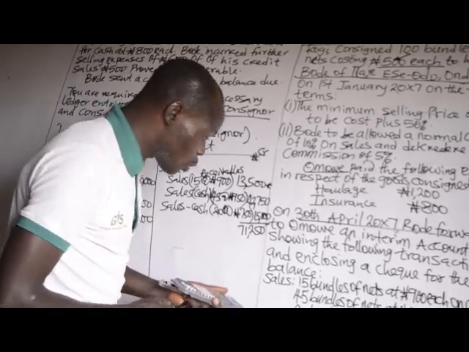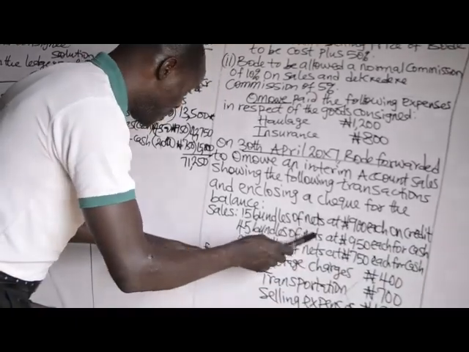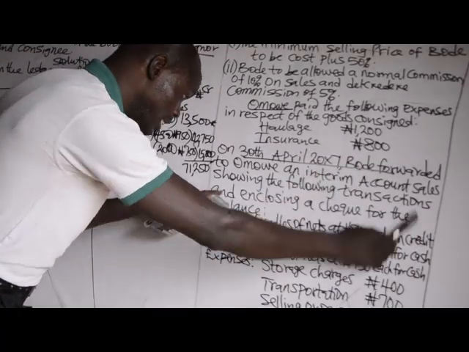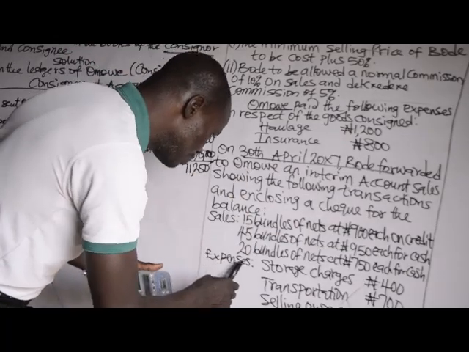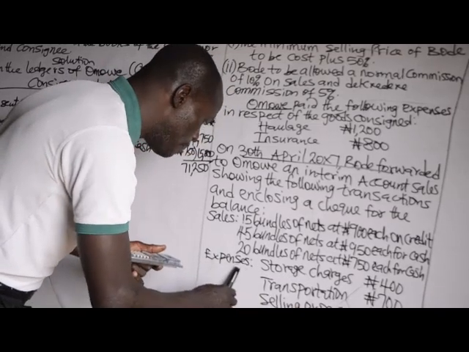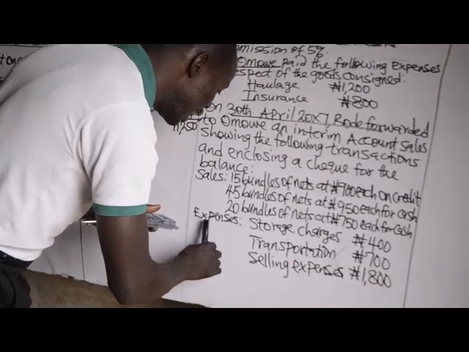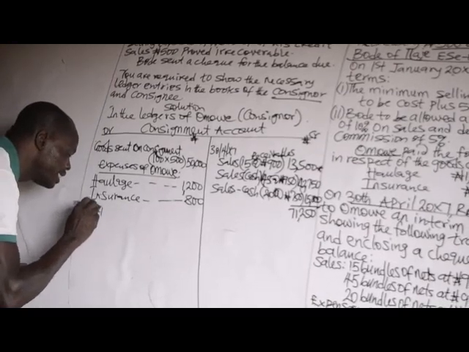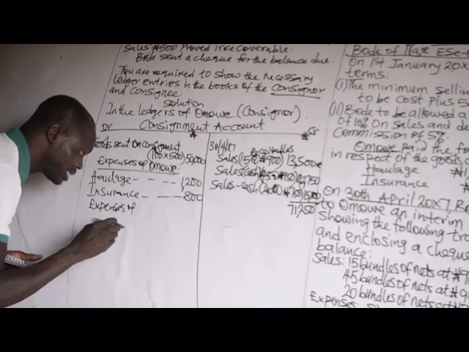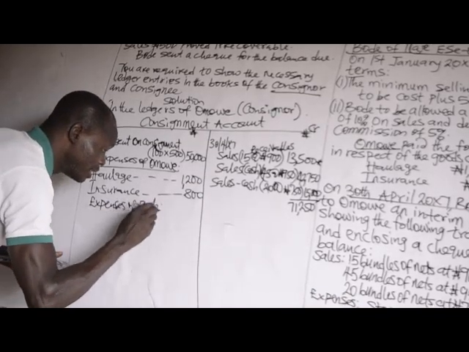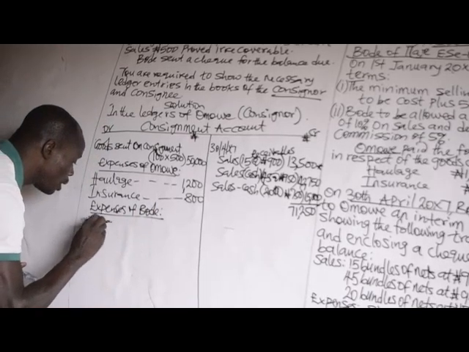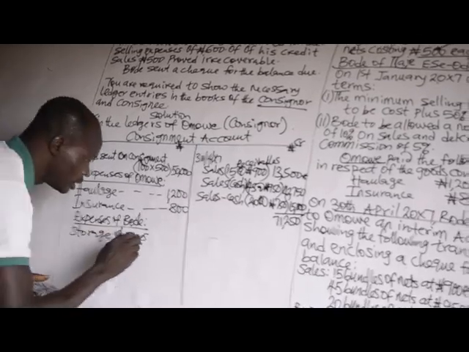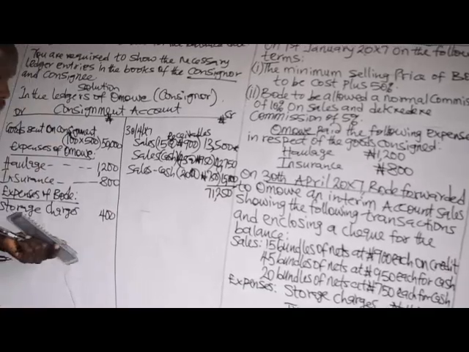Now, back to the question, expenses. These transactions were performed by the agent. That is, Bode is the one that forwarded all these details to Omowe. Now, expenses, these are the expenses incurred by Bode, that is the agent, which is the consignee. Expenses of the consignee. The first one, we have the storage charges. The storage charges amounted to 400 naira.